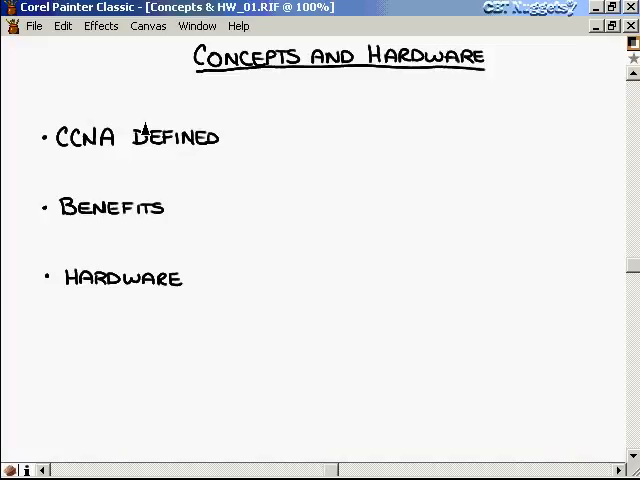We're going to go over the concept of what a CCNA is and the benefits associated with that certification. And then also we're going to take a look at the hardware involved in preparing this series and also the hardware that you will be responsible for as a CCNA and have a solid understanding of it.